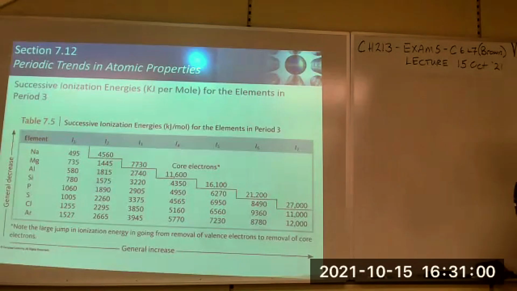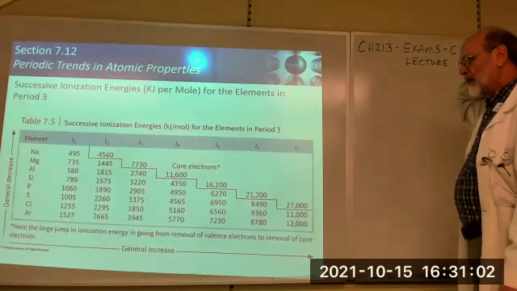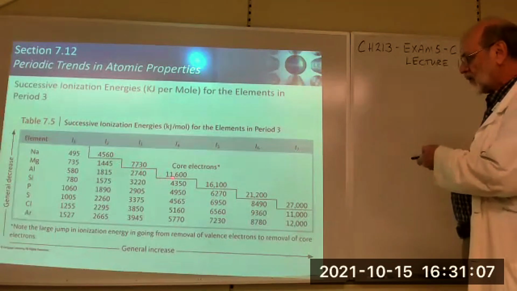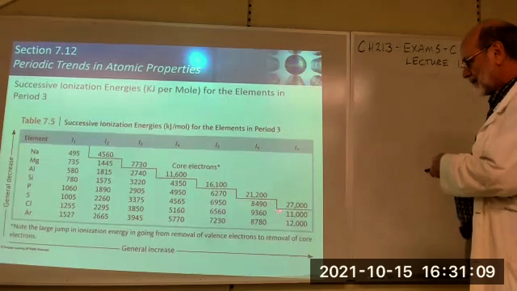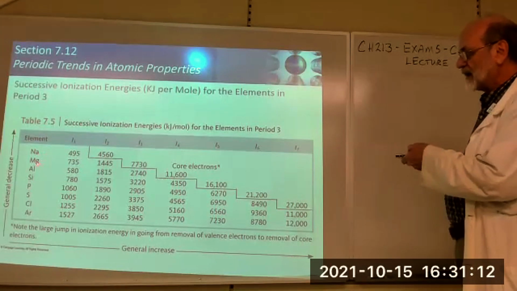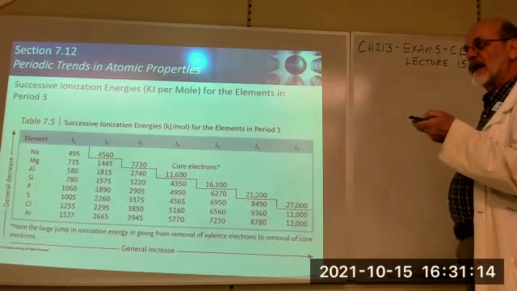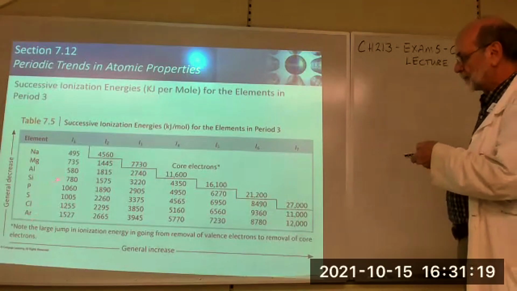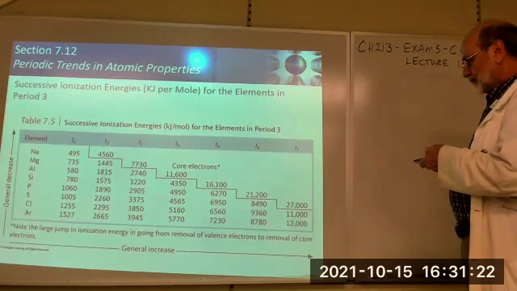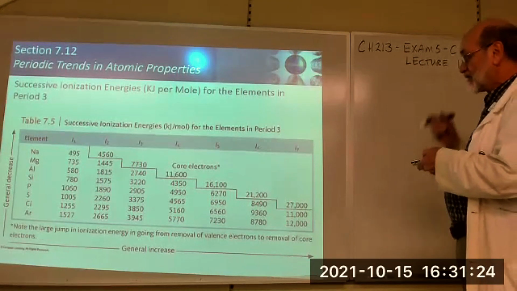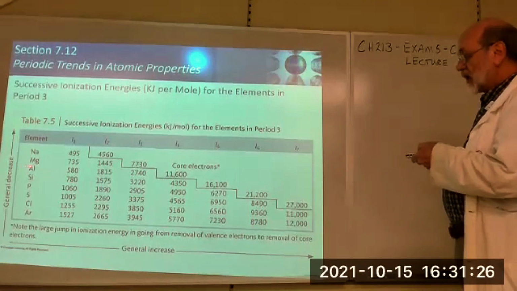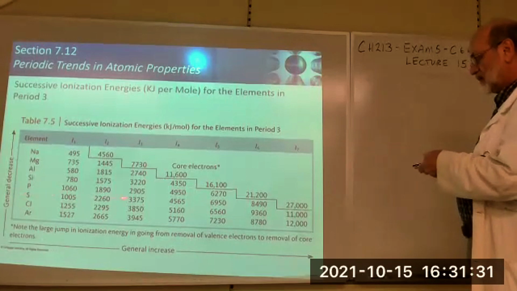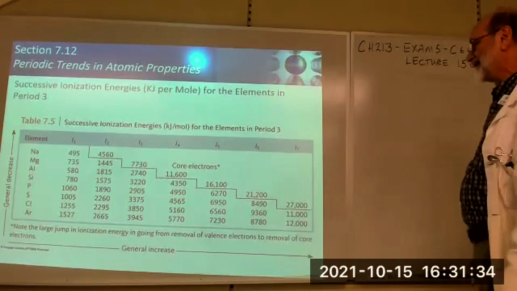Oops. This is just an illustration. This stair step shows you where the core electrons are. Okay, and we're going sodium, magnesium, aluminum, silicon, phosphorus, sulfur, chlorine, all the way down to argon. So you have to remove more electrons to get into the core, is what that's saying. Just like that. Okay?